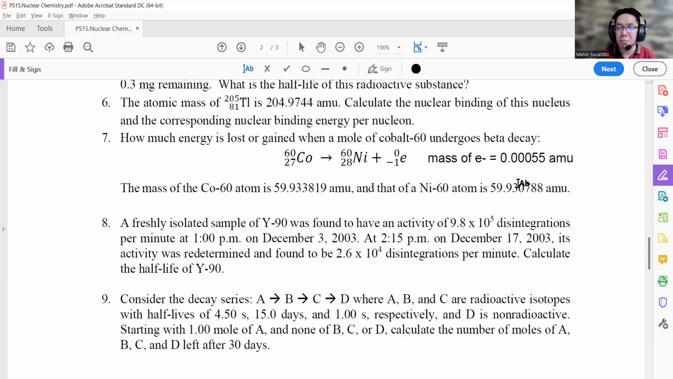59.930788. You may wonder how we can get these. We have an instrument called mass spectrometry, which can accurately measure the masses of atoms, whatever the isotope. Mass spectrometry works with magnets. That's the basis of it. We'll discuss the instrument itself in analytical chemistry, and the interpretation of results in organic chemistry.